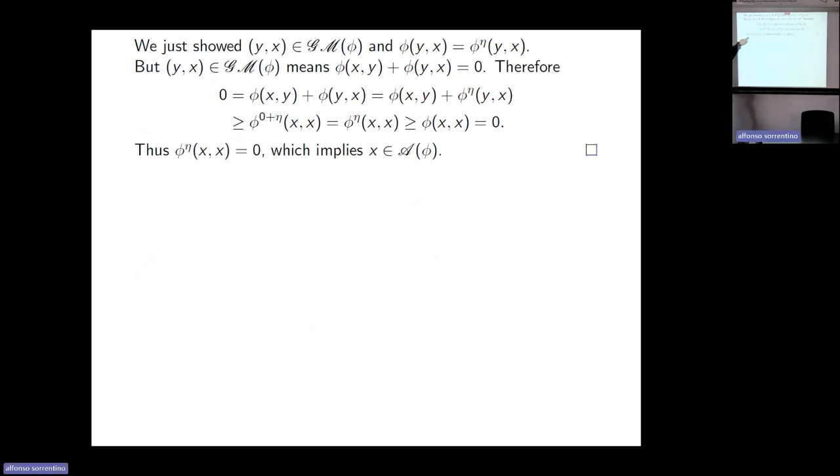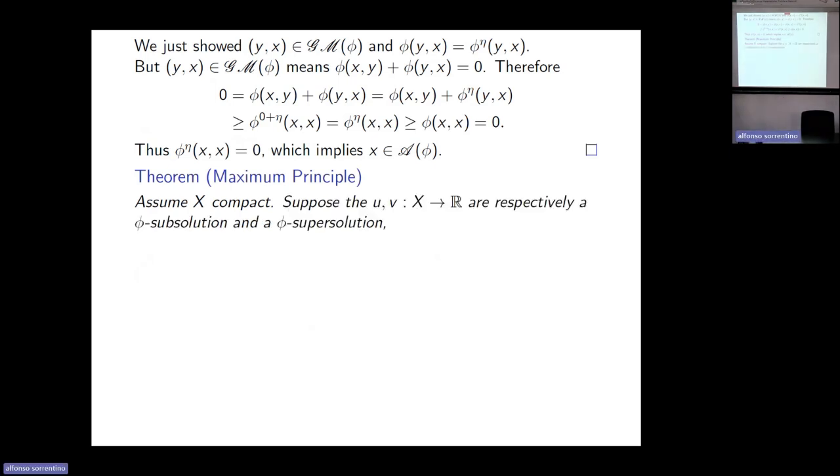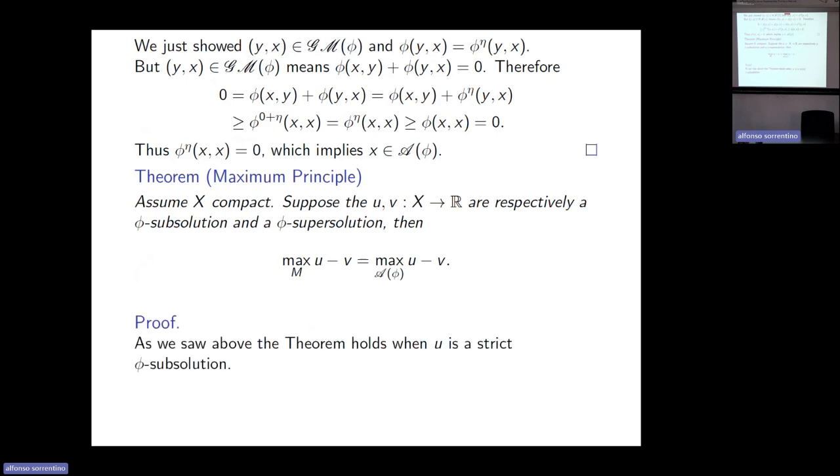So we found some eta positive for which phi y of xx is 0, and we showed in the second lecture that this implies that x is in the Aubry set. Now suppose we have a phi subsolution and a phi supersolution. Then the maximum of the difference is attained on the Aubry set. So you found the set on which the maximum is realized.